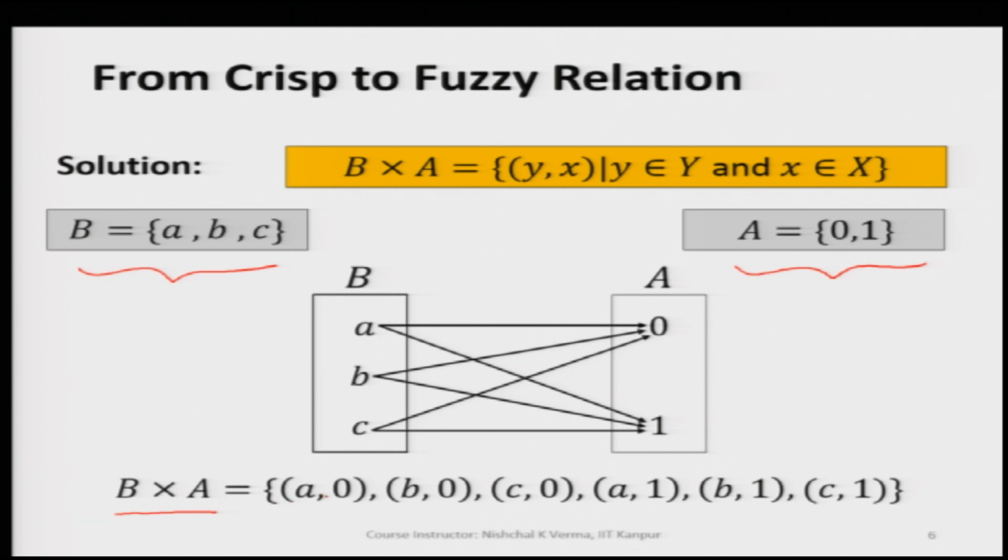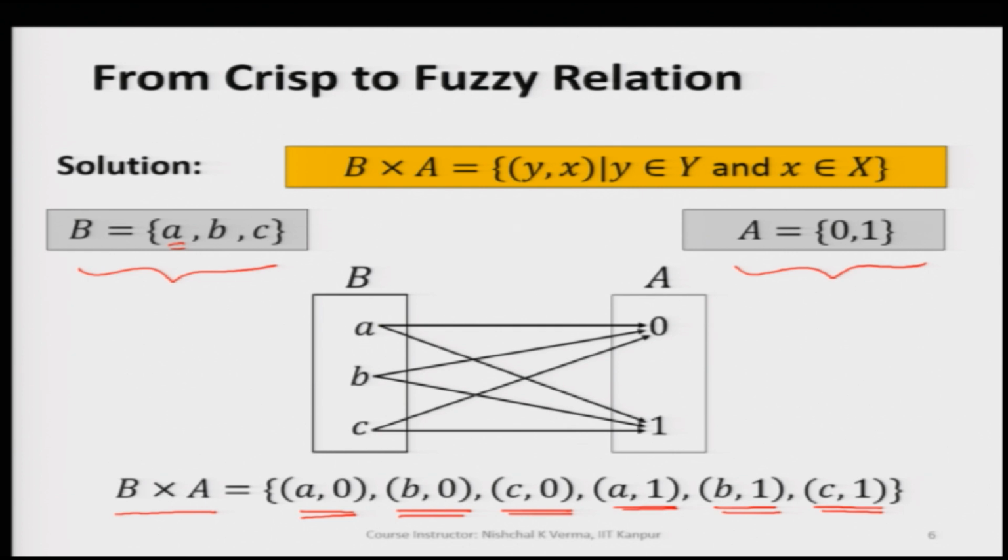So, here we will first start with element A, and this element will combine with all the elements of set A. So, this is going to give us (A, 0) as the first pair, and then the second pair will be (A, 1). Like that we will be getting the other pairs. So, we will have (B, 0) and then (B, 1), and finally, with C we are going to get (C, 0) and (C, 1). So, this way we are getting 6 elements in the set which is the Cartesian product of B and A.